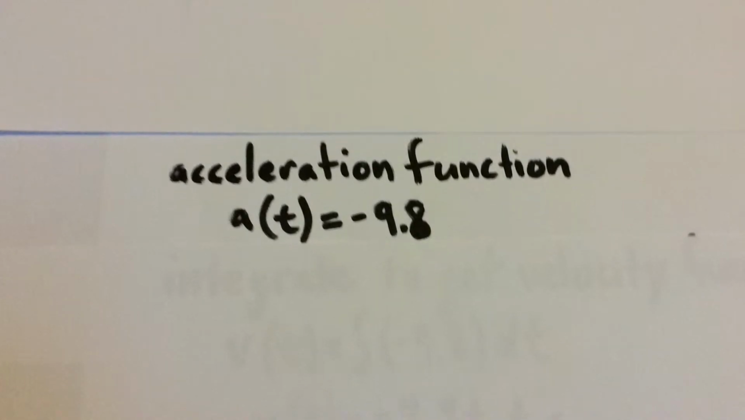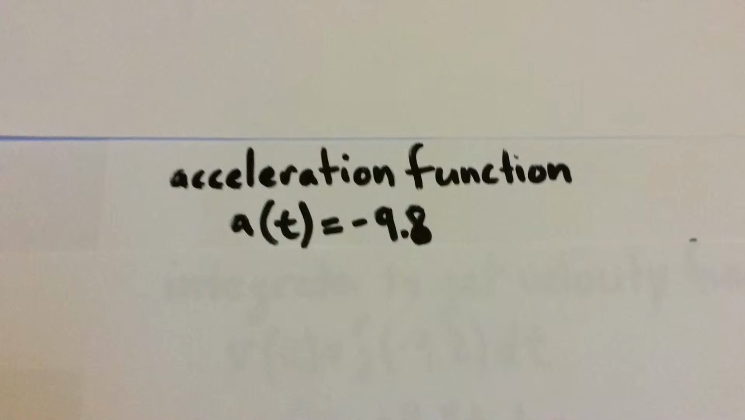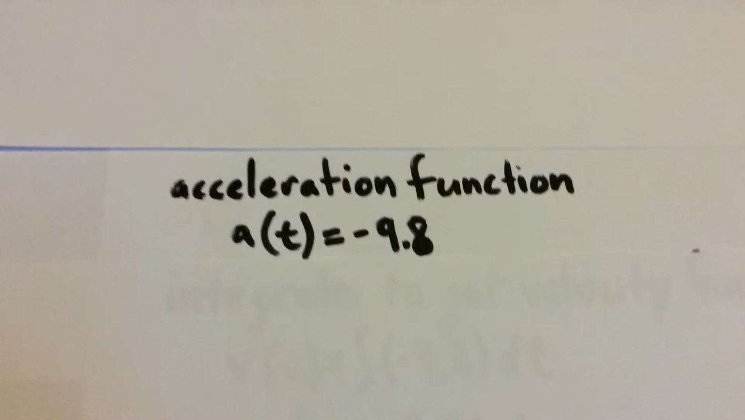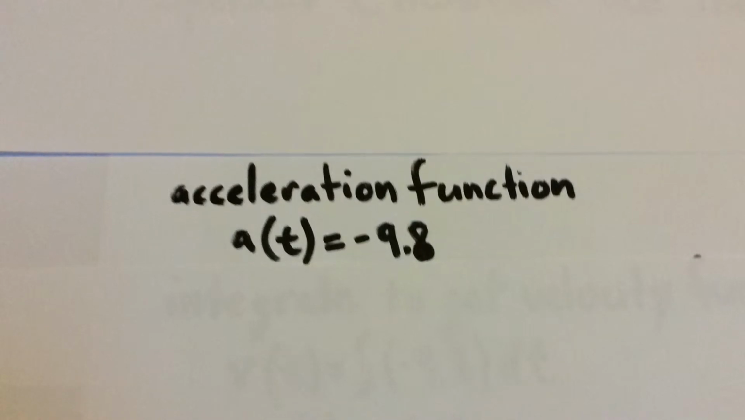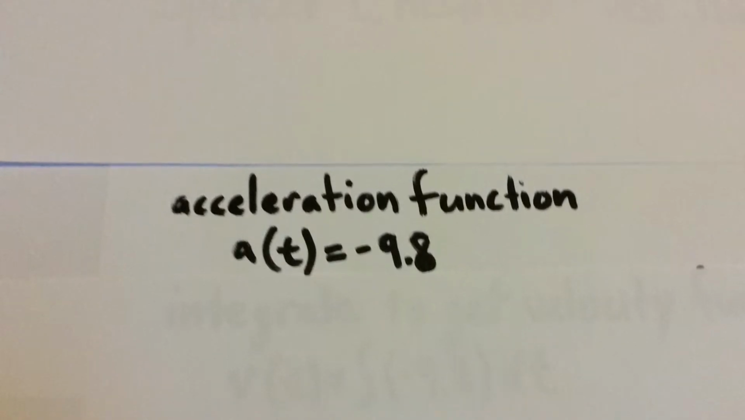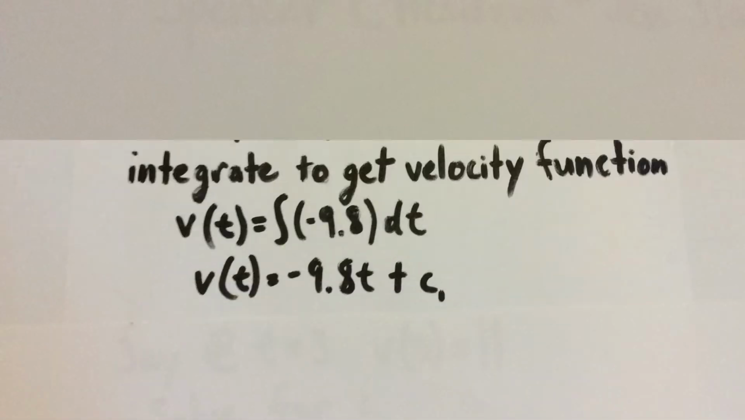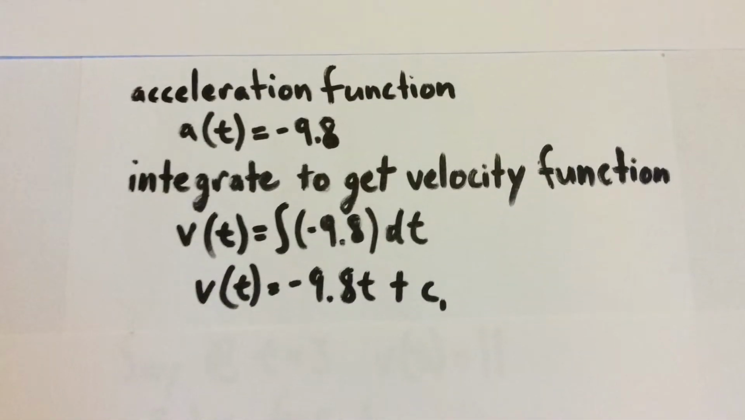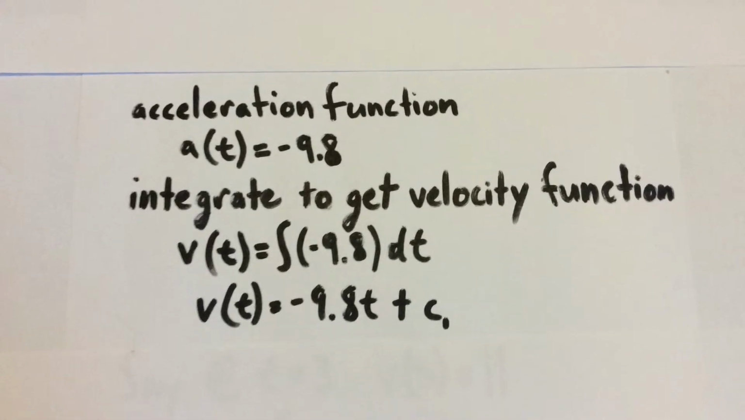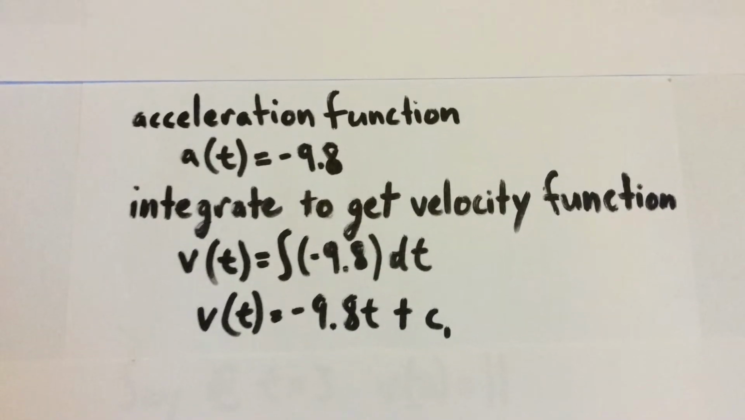And so on Earth, the acceleration due to gravity is, in meters, negative 9.8 meters per second squared. Let's just imagine that in this example, it's a coin dropping, and it's accelerating at negative 9.8 meters per second squared. First integration is going to give you the velocity function. So when you integrate it, you get v(t) equals negative 9.8t plus c1.